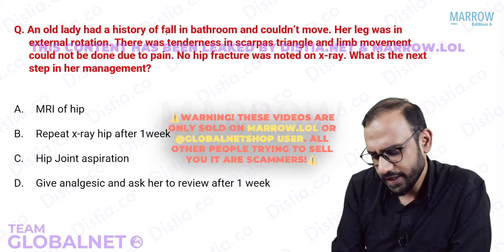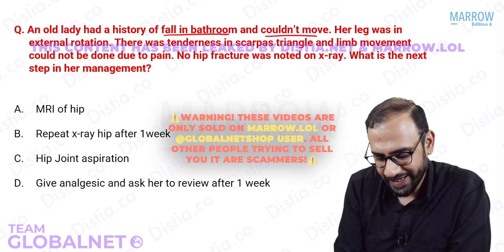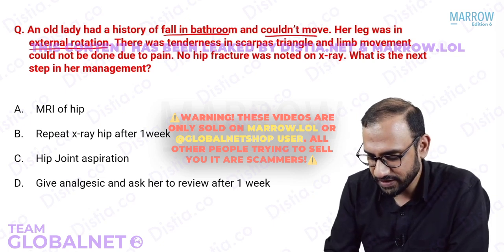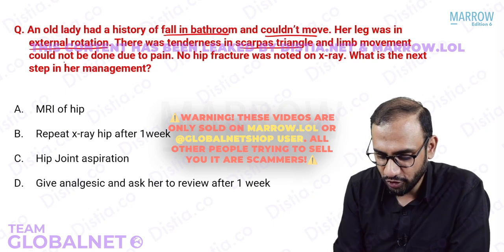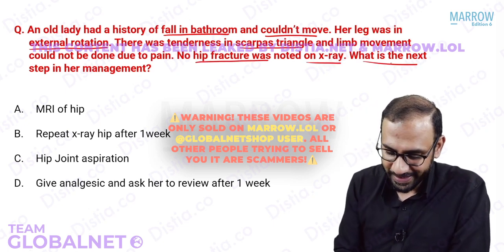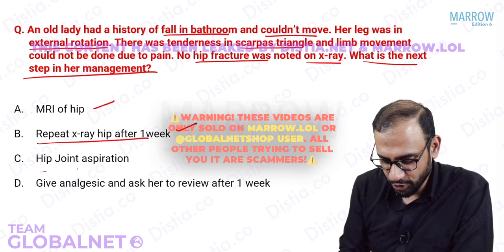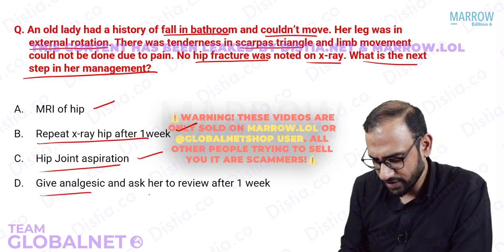An old lady had a history of fall in the bathroom and couldn't move. Her leg was in external rotation. There was tenderness in the Scarpa's triangle and limb movement could not be done due to pain. No hip fracture was noted on X-ray. What is the next step in her management? MRI of hip, repeat X-ray after 1 week, hip joint aspiration, give analgesics and ask her to review after 1 week.